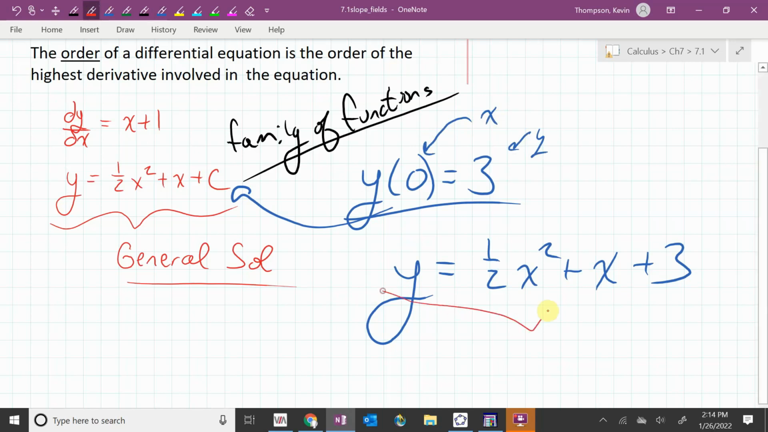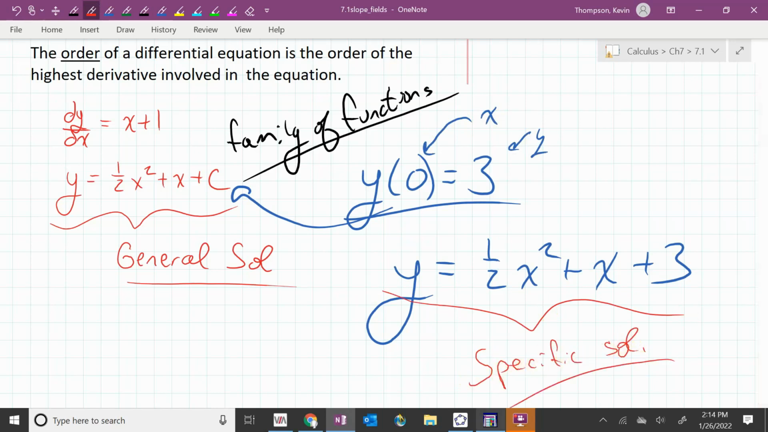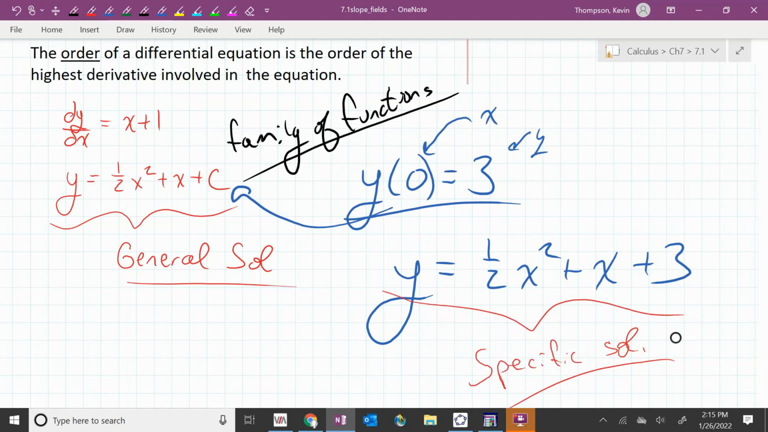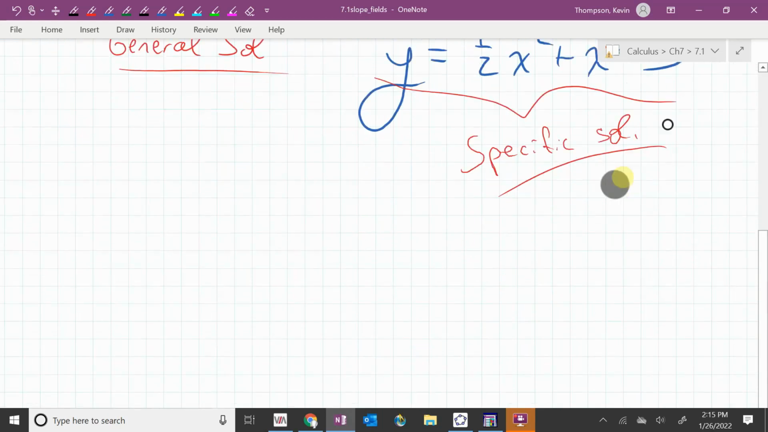Now this has another name. This is referred to as the specific solution. Specific solution. Old news, right? Things we've seen. New language, but same solving really. So let's do another one.